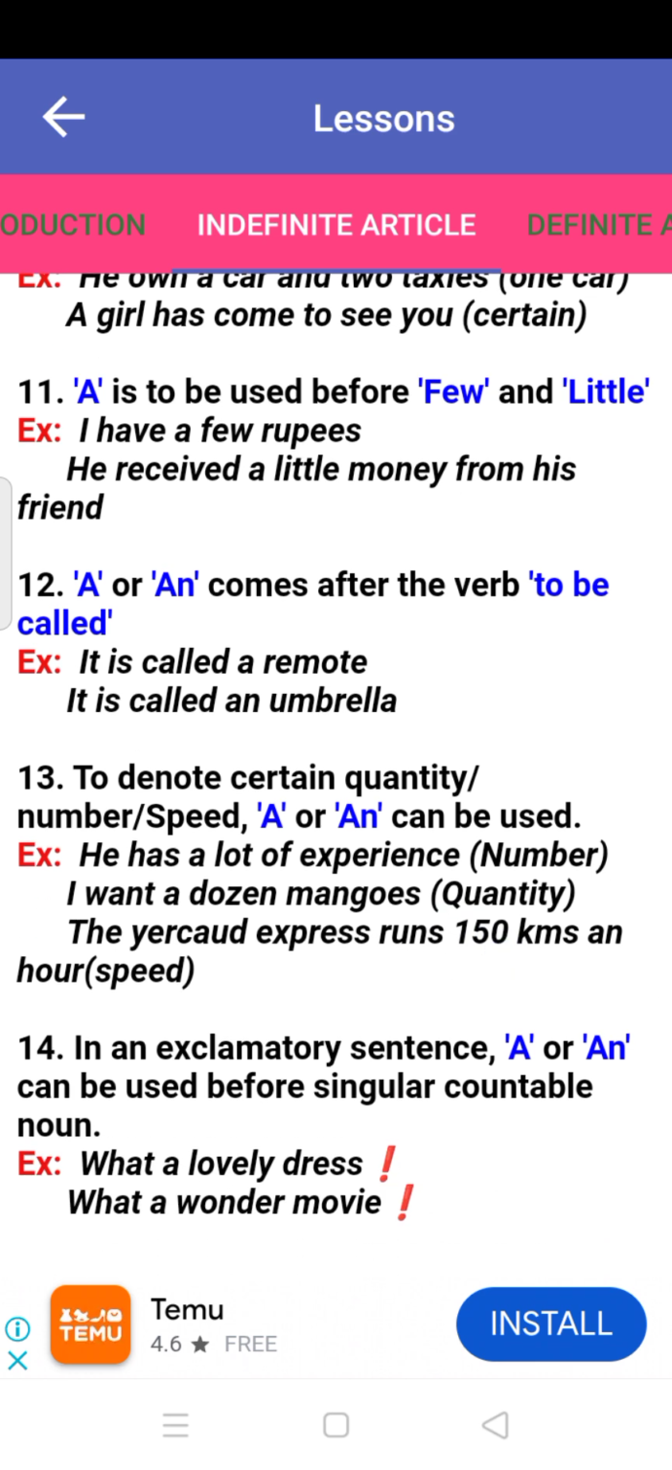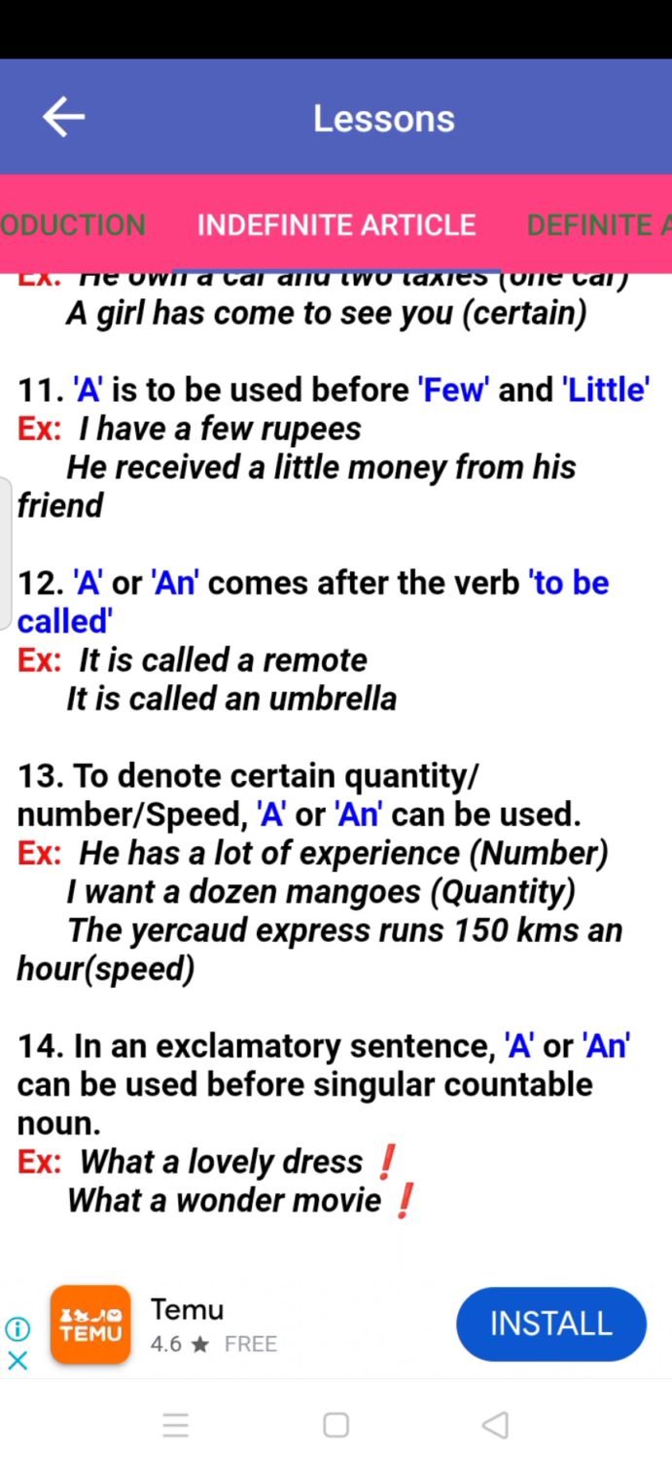The 12th one is: a or an comes after the verb to be called. It is called a remote. It is called an umbrella. The 13th one is: to denote a certain quantity, number, or speed, a or an can be used. Here are some examples. He has a lot of experience. Here the phrase a lot of is referring to the quantity, that is the number. I want a dozen mangoes. Here it is referring to the quantity.